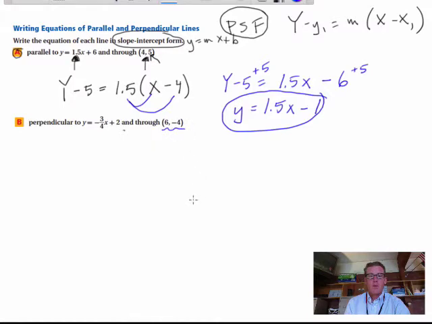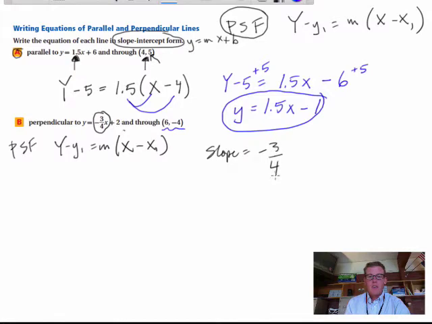All right, next up, let's do a line perpendicular to the line y equals negative 3/4 x plus 2 going through this point. Well, I'm still going to use my point-slope form of y minus y1 equals m times x minus x1. Now I know that my slope in this case is negative 3/4. And because it's perpendicular, I need the negative inverse. In other words, I need to make this the opposite of what it is, so positive, and then flip it around. So I get positive 4/3. This is my perpendicular slope.